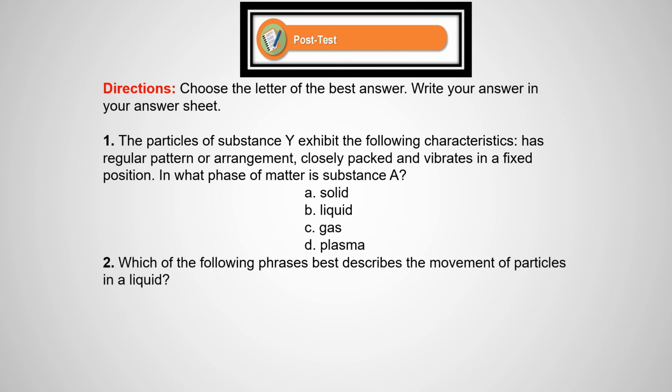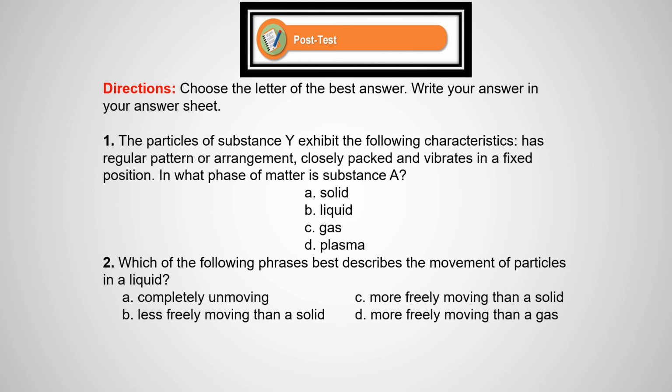Number 2. Which of the following phrases best describes the movement of particles in a liquid? A. Completely unmoving. B. Less freely moving than a solid. C. More freely moving than a solid. D. More freely moving than a gas.